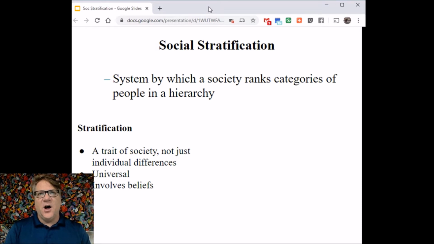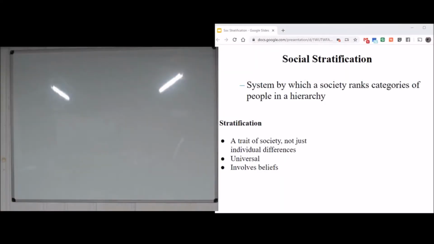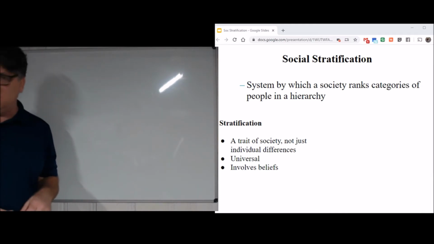Oftentimes when we talk about stratification, and we're going to write this on the board here in just a moment, one major dimension of stratification is social class. And oftentimes when we talk about social class, well, I'll tell you what, let's actually just get to that. Let me show you this. All right, so I'm going to run over here and write some stuff on the board. Hopefully this is going to work out just as I have planned.